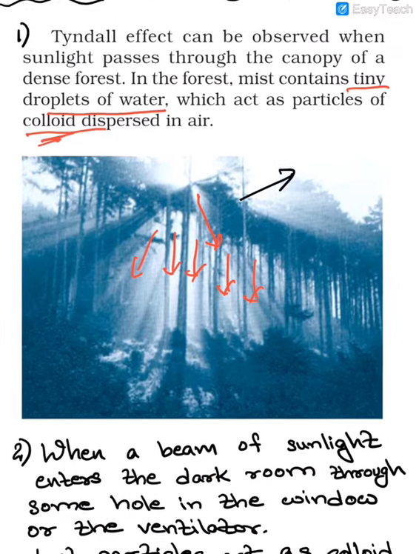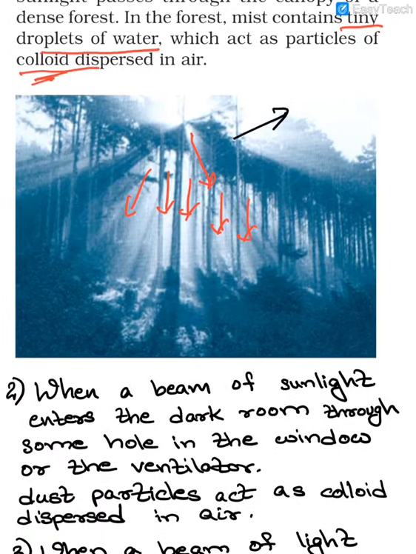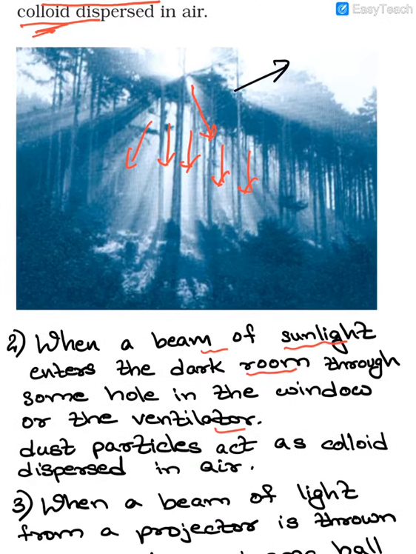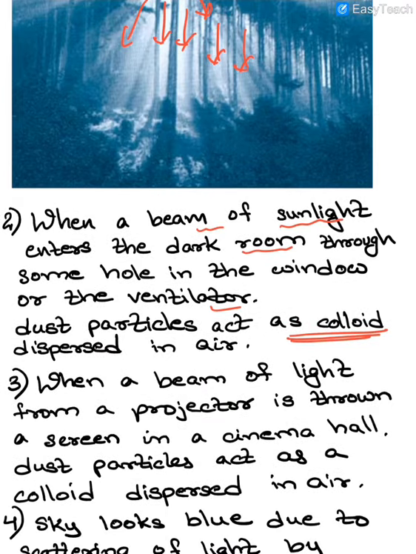Then we have the second example. In a dark room, you would have seen when sunlight enters through a small hole in the room, or the ventilator, you can see dust particles. When we see that light, you can see small dust particles in that light. Those dust particles act as colloids. They are colloidal particles.